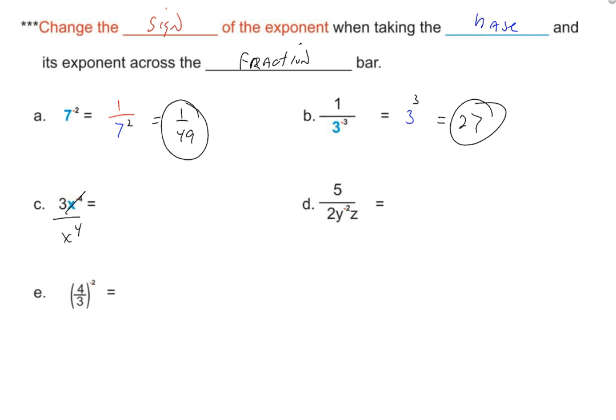So how would you simplify D? How would you simplify D? Just take the y to the negative 2 across the fraction bar and stick it in the top. Done. 5y squared over 2z. There's nothing else that gets involved with that one.